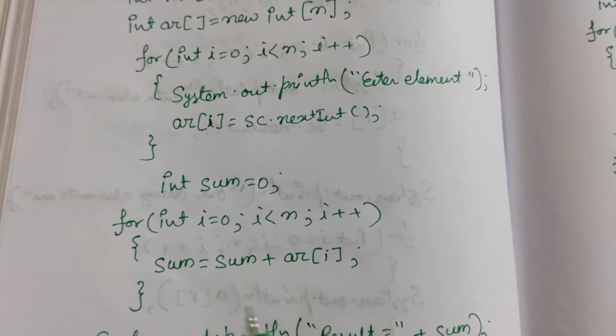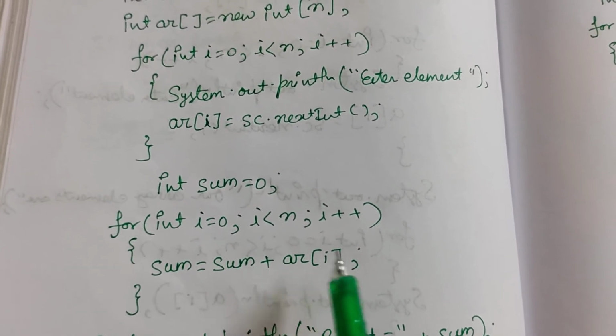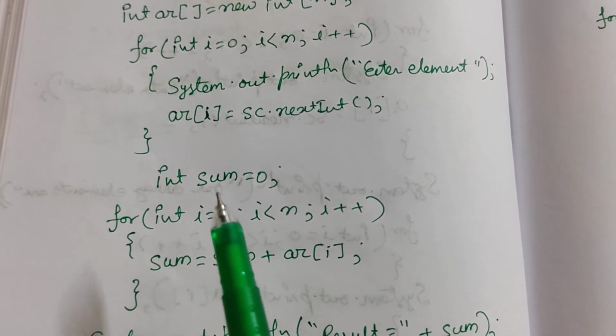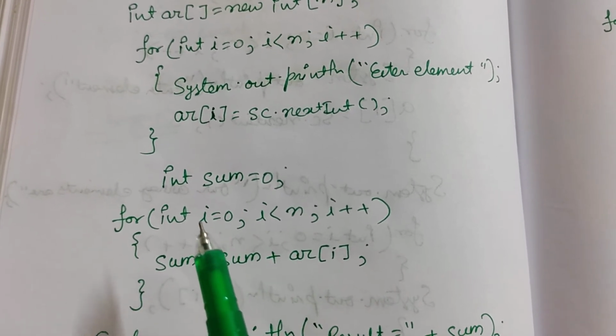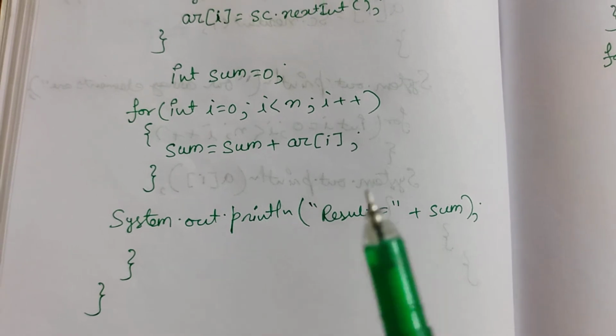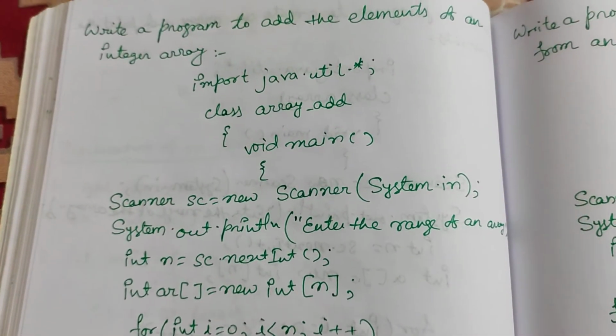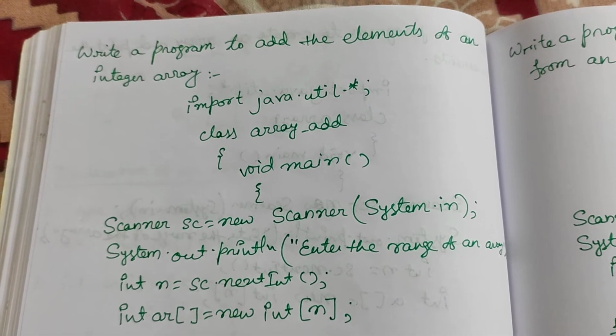Here also we will do the same thing. Instead of i, here we will write ar[i], and i will start from 0 because the index position starts from 0. Afterwards we will print the result, which is sum. That is our simple program. Using that we can add the elements.